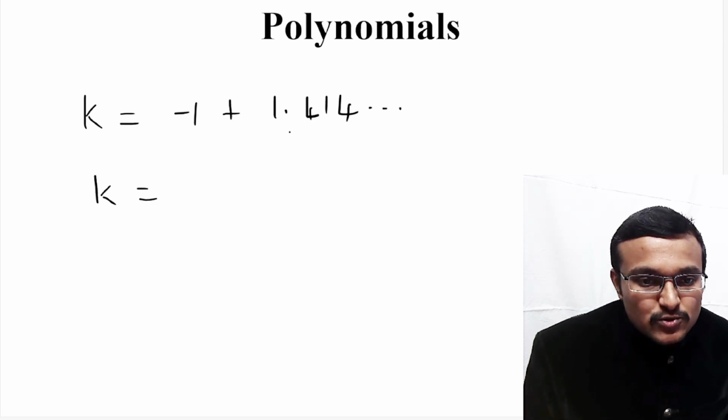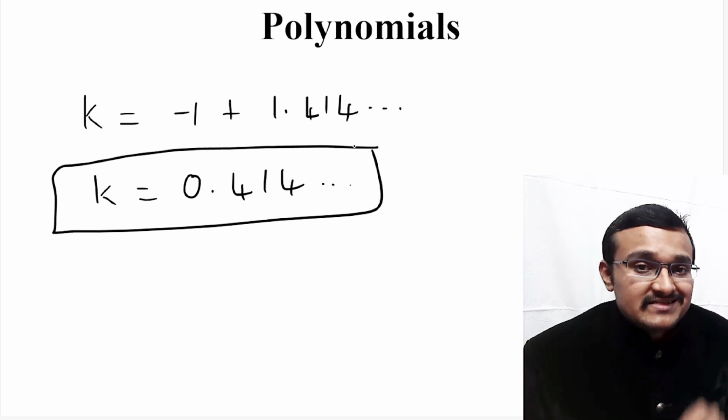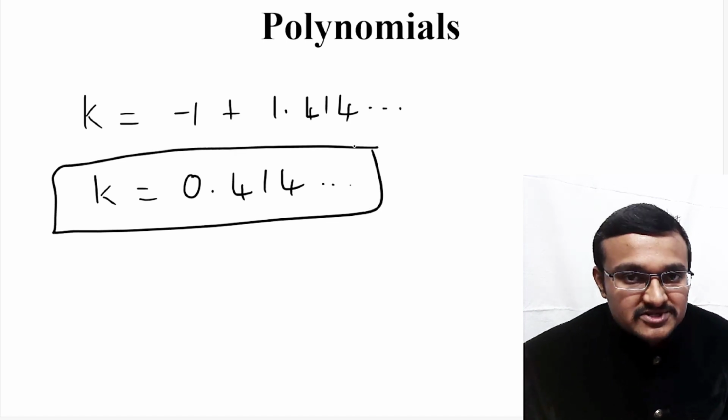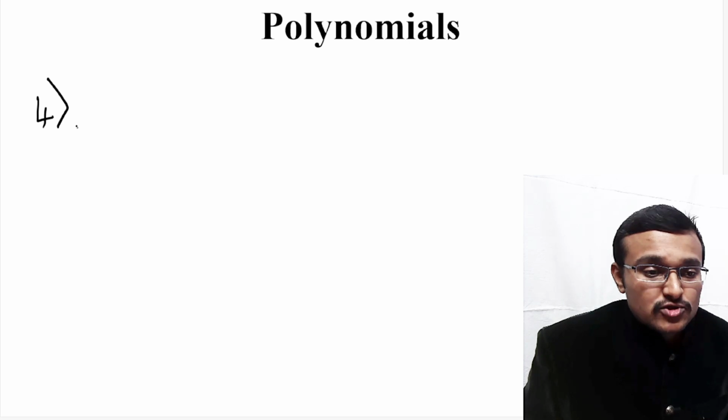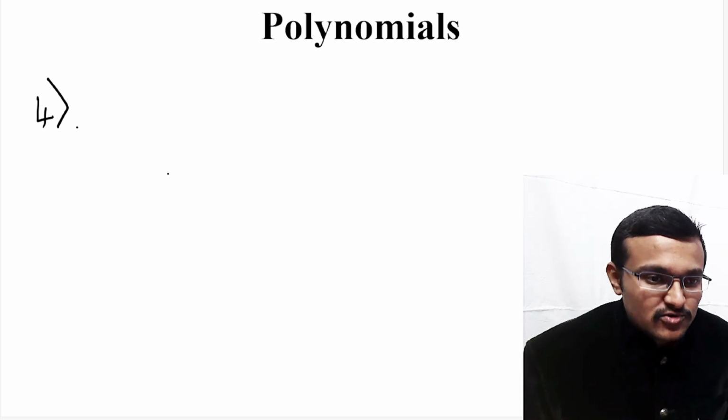So k is equal to 1.414 minus 1, which is nothing but 0.414, and it goes on like this. So this is the value of k in the third question. Now let us look into the fourth question. The second and third questions you can solve on your own. Now we'll look into the fourth question of exercise 2.3.